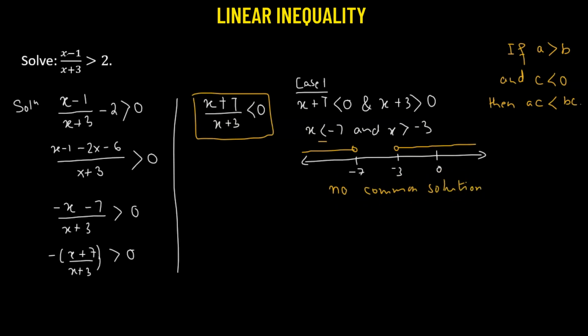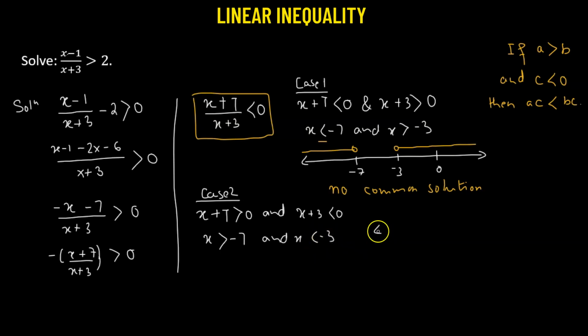Now we will consider the second case, which is case number 2. Now this time what we'll do, we'll consider the numerator, which is x + 7, to be a positive number, and we will consider the denominator, which is x + 3, to be a negative number. So that means we have a positive number divided by a negative number, so that will make the expression negative, and the linear inequality is going to hold. So let's solve this. So we have x greater than negative 7 and x less than negative 3.